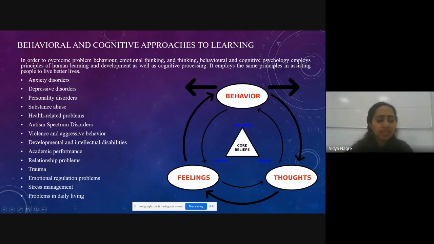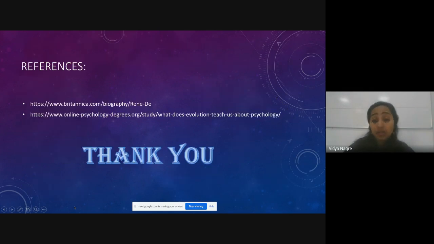So these are certain things listed down, such as anxiety disorder, depressive disorder, personality disorder, substance abuse, health-related problems, autism spectrum disorder, violence or aggressive behavior, developmental or intellectual disabilities, academic performance, relationship performance, trauma, that can be mental or physical trauma, emotional regulation problems, stress management, problems in daily living. These are certain things where behavioristic and cognitive theory or approaches to learning help a lot.